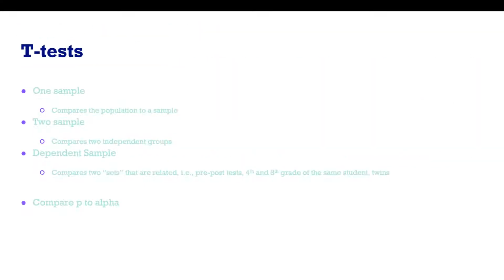We've covered 3 different types of t-tests: one sample, which compares a population to a sample; two sample, which compares 2 independent groups, such as males or females, tall people or short people; and then dependent samples, which compares 2 sets of information that are related, like a pre-test, post-test, someone's 4th grade math score compared to their own 8th grade math score, twin A versus twin B. And in all of these we're comparing our p to our alpha.